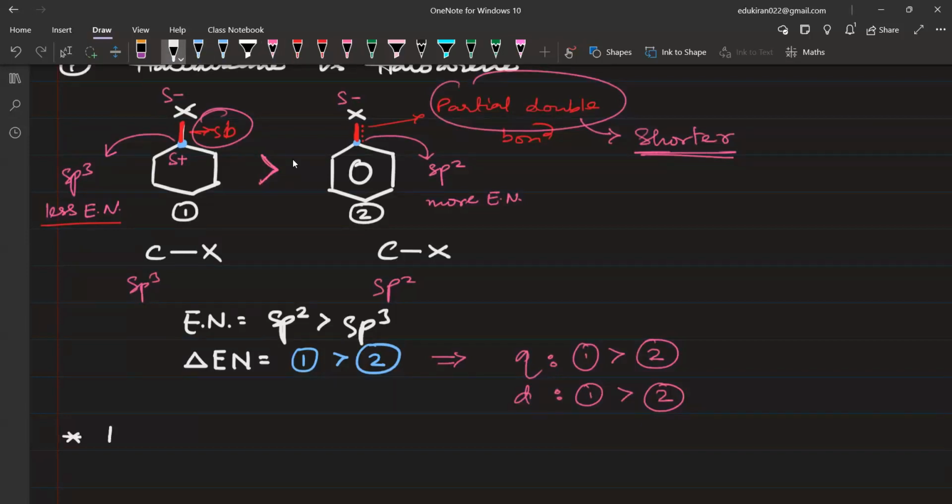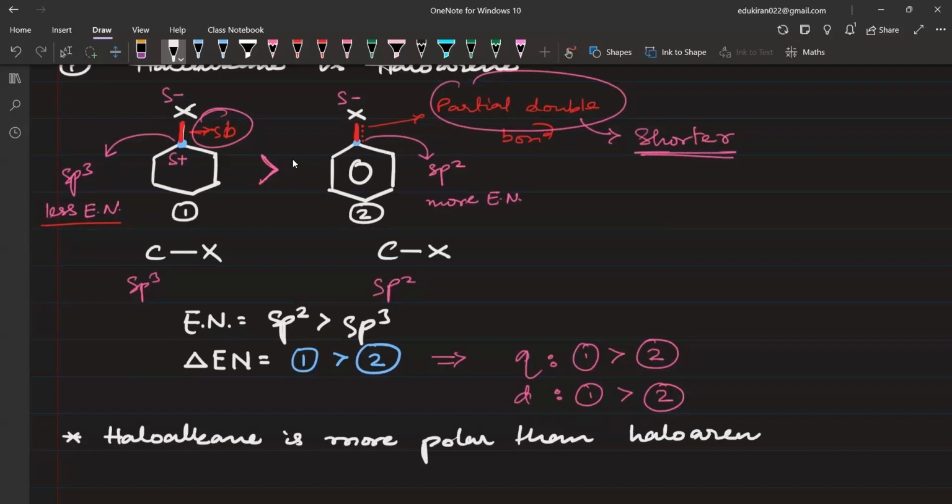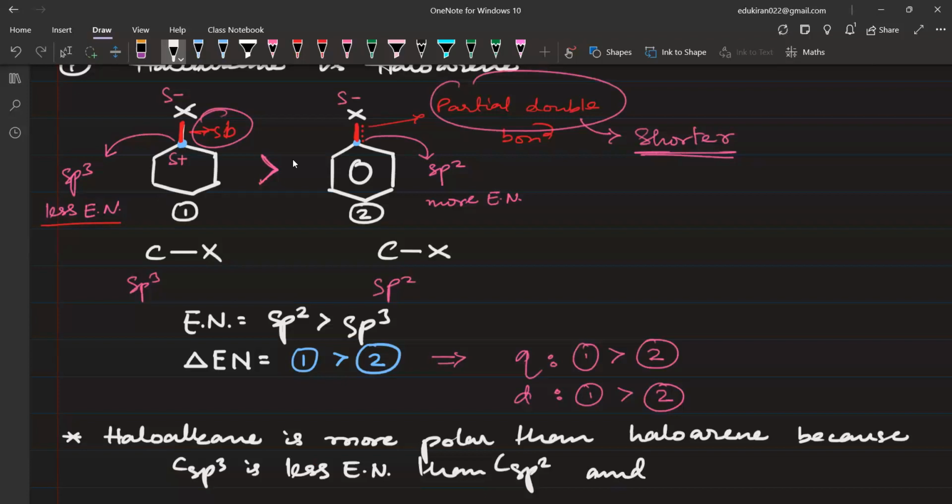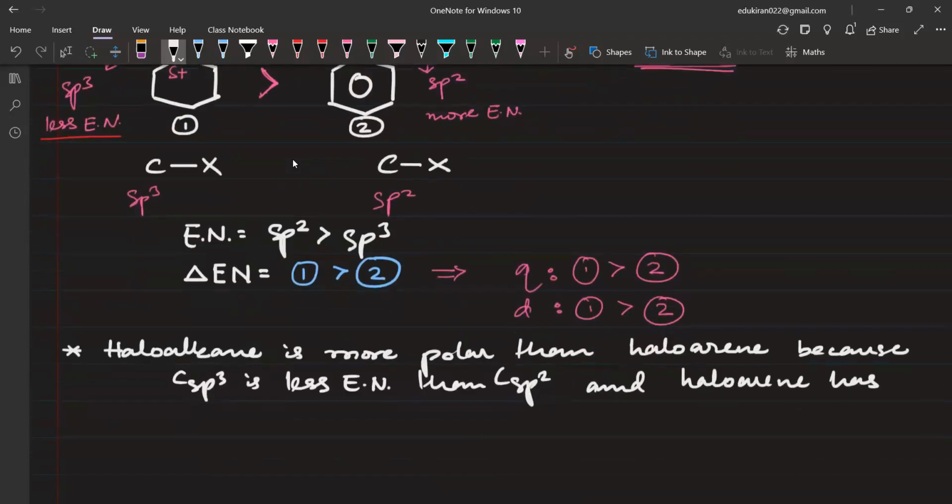Okay, so you can write: haloalkane is more polar than haloarene because sp3 carbon is less electronegative than sp2 carbon and haloarene has a partial double bond.